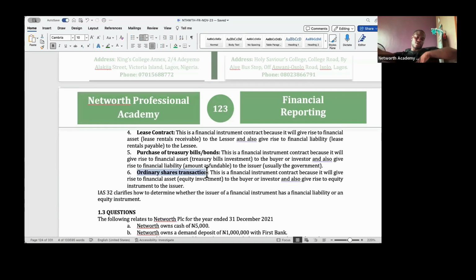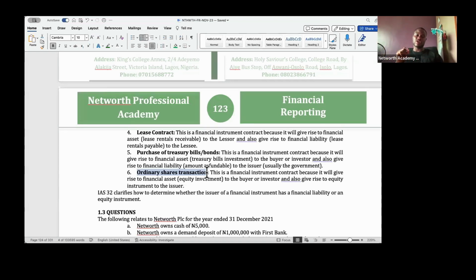The investor, the people that are buying shares, those ones will have a financial asset. Not because they will have a right to receive cash. When you buy shares, you don't have a right to receive cash because the company is not obliged to pay dividend. They can only pay dividend when they make profit. Even if they make profit, management can decide that we are not paying dividend.